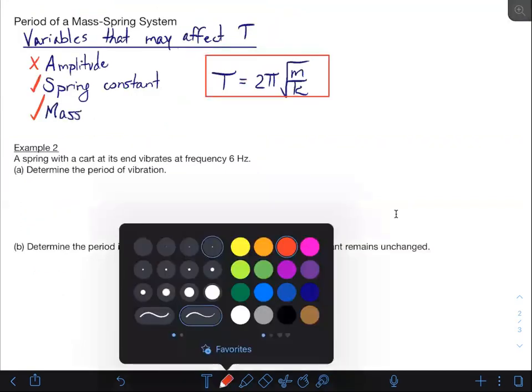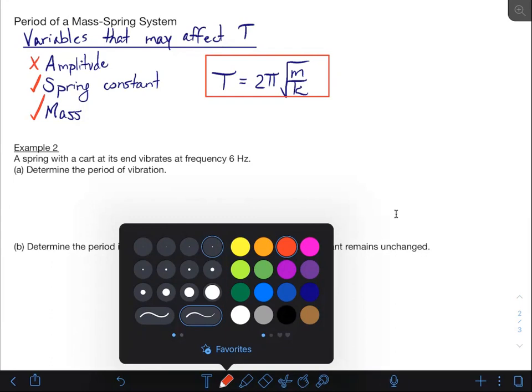So let's finish this lecture by doing an example problem where we are dealing with the period of a mass spring system. So we have a spring with a cart at its end, and it vibrates with a frequency of 6 hertz. So in our mind's eye, we can conclude that this must be some kind of horizontal mass spring system, because here's this cart, right? And we have a spring that's causing it to vibrate, right? It's oscillating. So we want to know, what is the period of vibration?